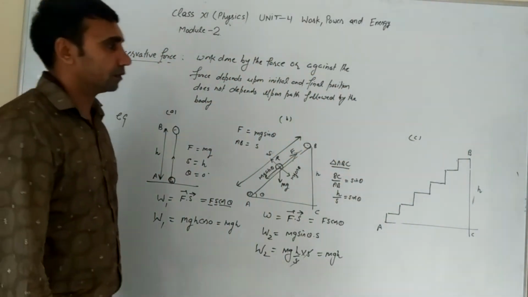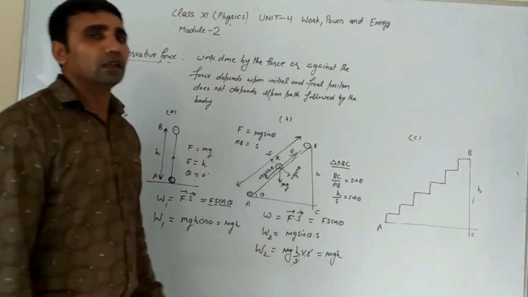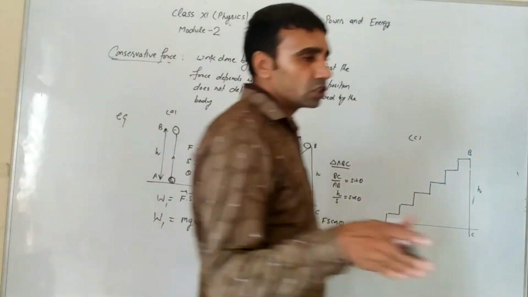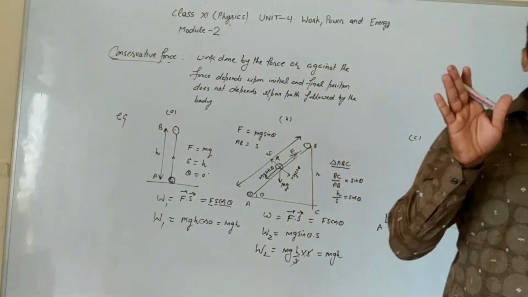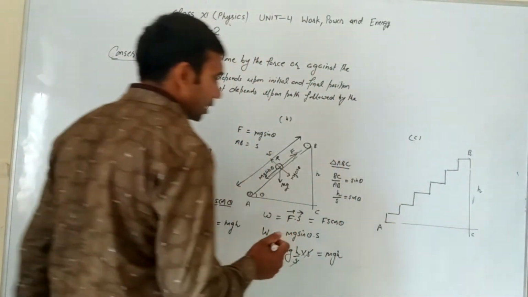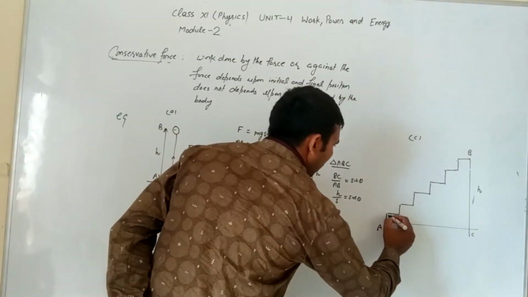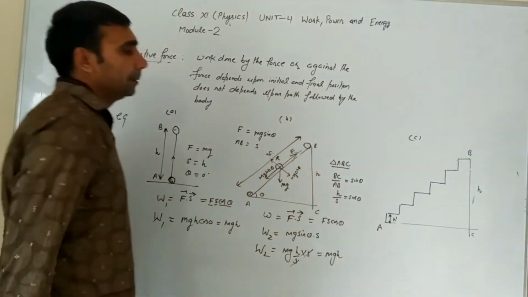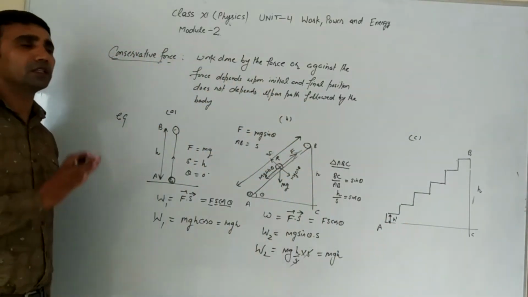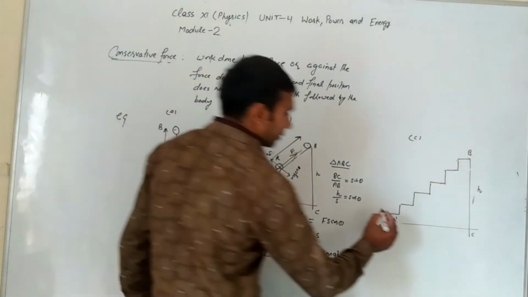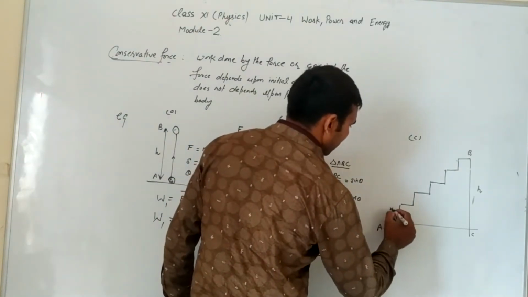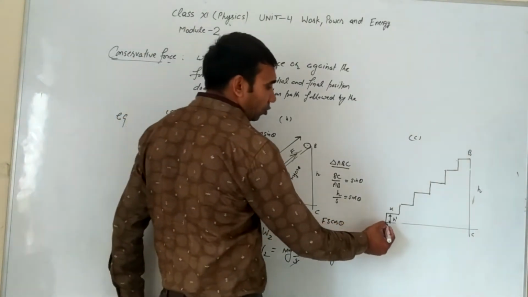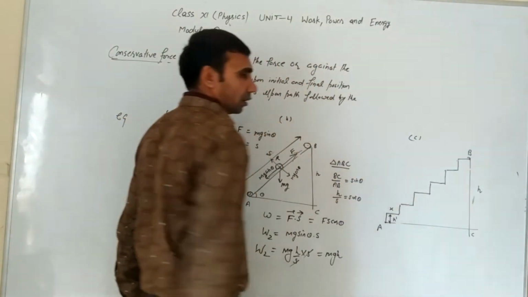What is the work done? Let there be n steps, each step having height h dash, and the width of each step is x. If the body moves from point A to B, then what is the work done?